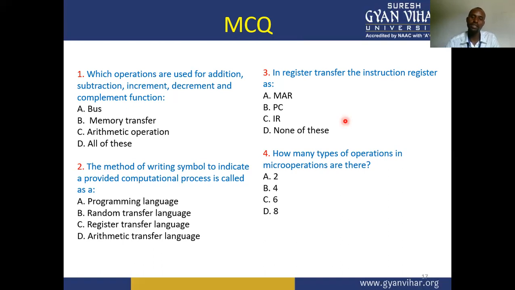IR refers to the instruction. How many types of operations in micro operations are there? The types of operations in micro operations are as follows. We have 4 types of them: load, shift, clear, and one more. So there are 4 in number.